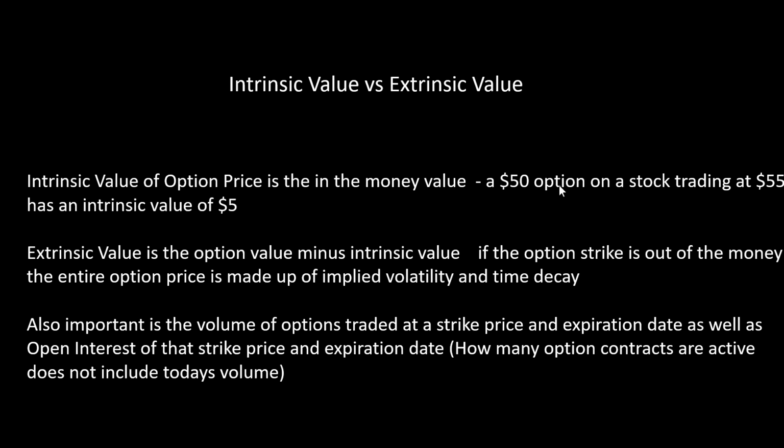So let's say that this stock you bought a $50 call on is trading at 55. Let's say the option is trading at $6. All right, so you have an extra dollar worth of premium that you're paying for outside of the intrinsic value. In other words, you have $1 at $6. It's $1 higher than the $5 intrinsic value.